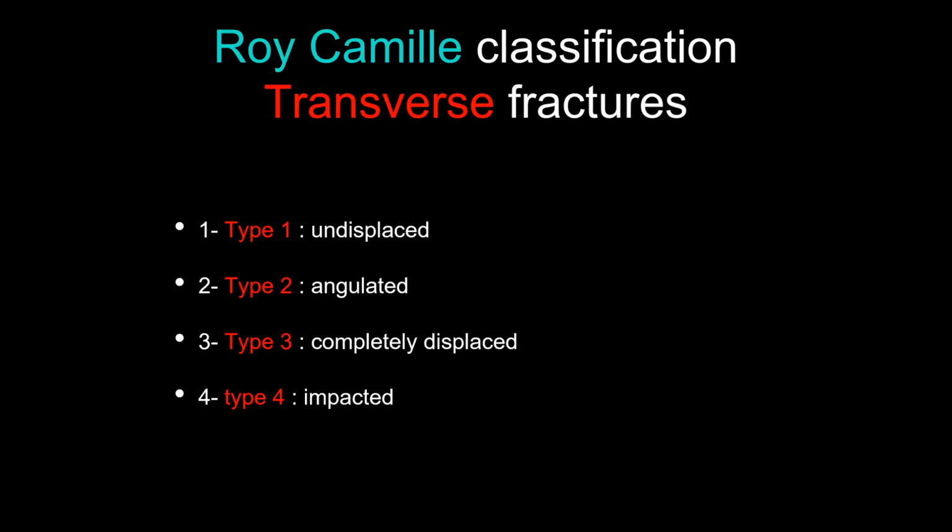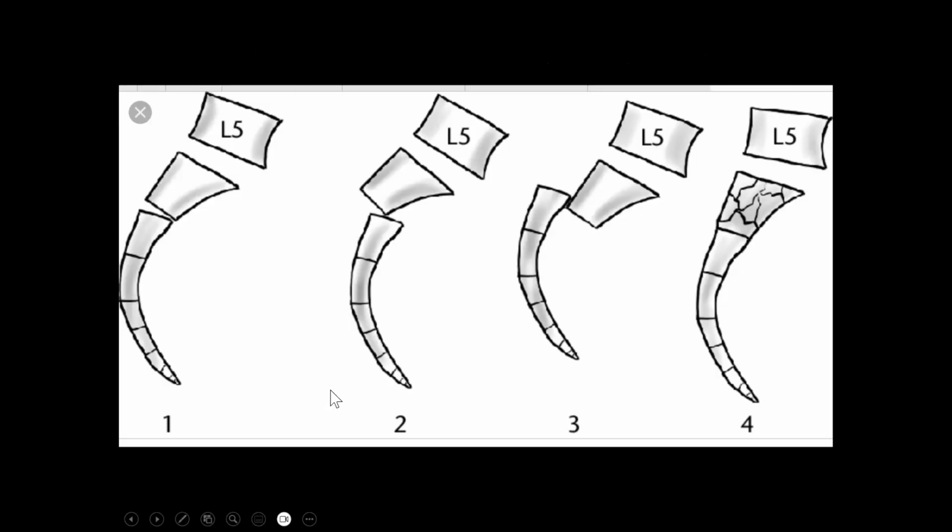Roy-Camille is classifying the transverse fractures. So type 1, if it is undisplaced, a transverse fracture but in place. Type 2, if it is angulated. Type 3, if it is completely displaced. And type 4, if it is impacted. So in the Dennis classification, you look anteroposteriorly. In the Roy-Camille classification, you look laterally.